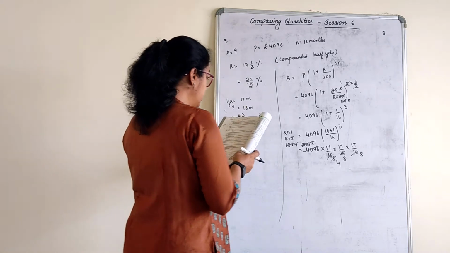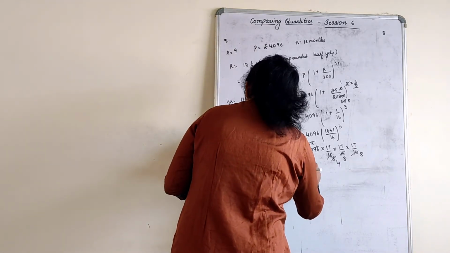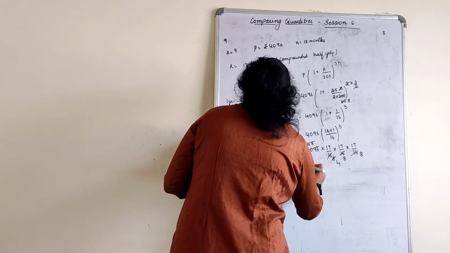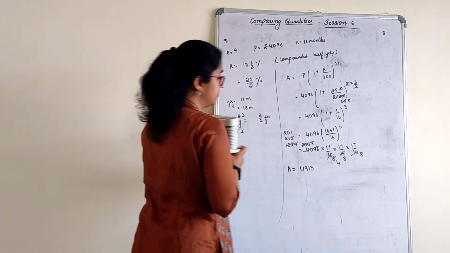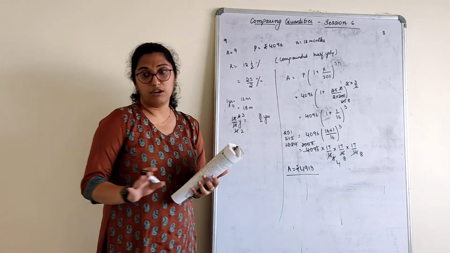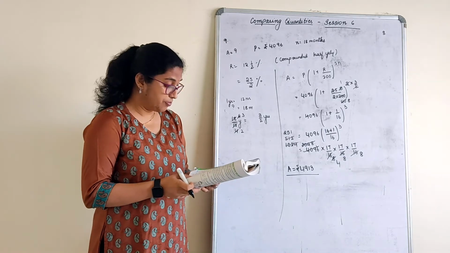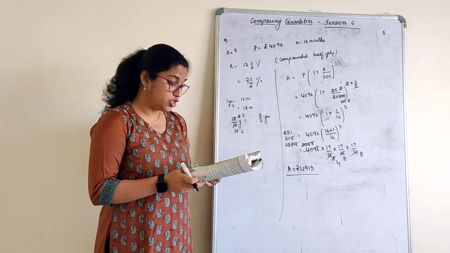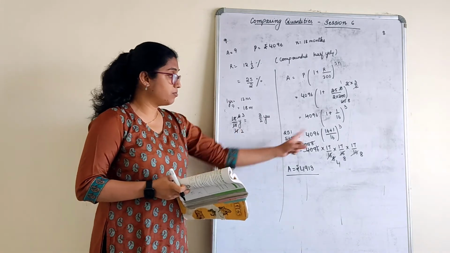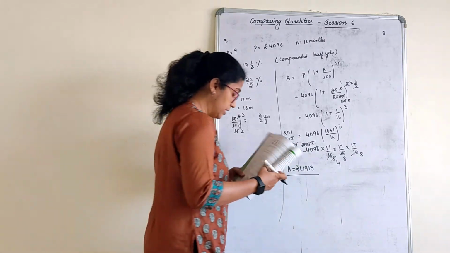What you have to do, finally the amount you get here will be 4913. That's what they have asked here. They have only asked you to calculate the amount, that is, find the amount which Ram will get on investing so much. Do this calculation, multiply, you will get the answer. Next one.